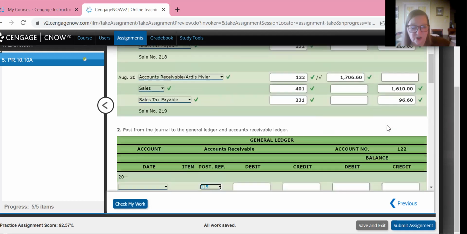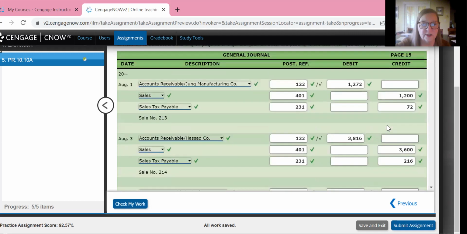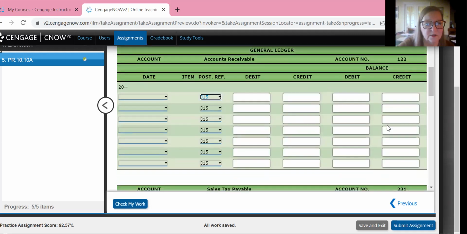Okay, so the thing we haven't done is we haven't posted the amounts and dates to the general ledger for these accounts. So the first one was a debit to accounts receivable of 1272, a credit to sales, and a credit to sales tax payable. This is the August 1st entry. So August 1st, I'm just going to go to my schedule. And honestly, the thing to do would be just to snapshot the entries that you made and use that to scroll down and post to these accounts.